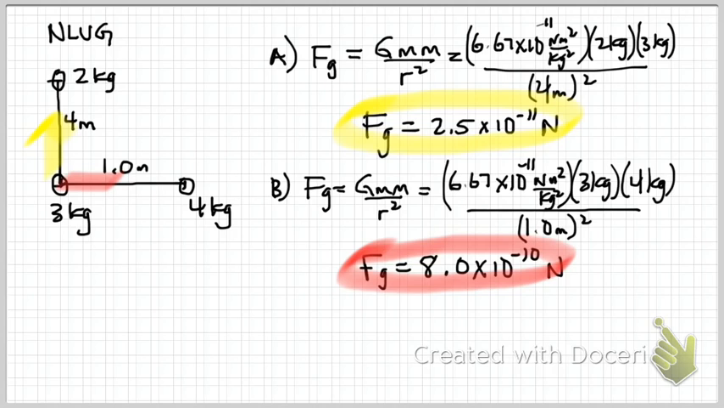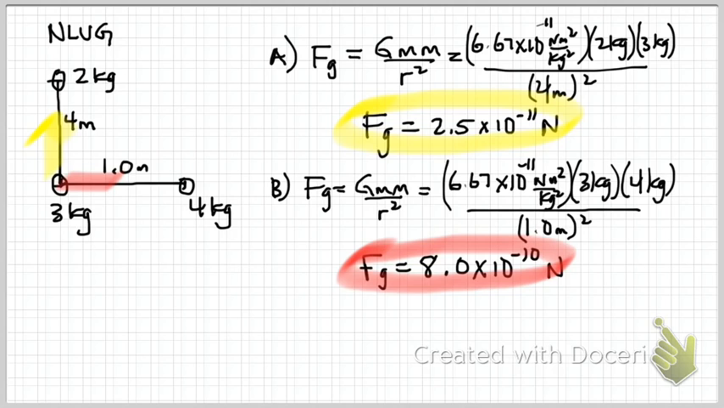Now, it's important to note that in yellow is the force between the 2 kilogram and the 3 kilogram mass, and it's making the 3 kilogram want to go up. And then on the bottom, we've got the 3 and the 4, and because those two are attracted, the 3 kilogram mass wants to go to the right. Those do not go in the same direction.